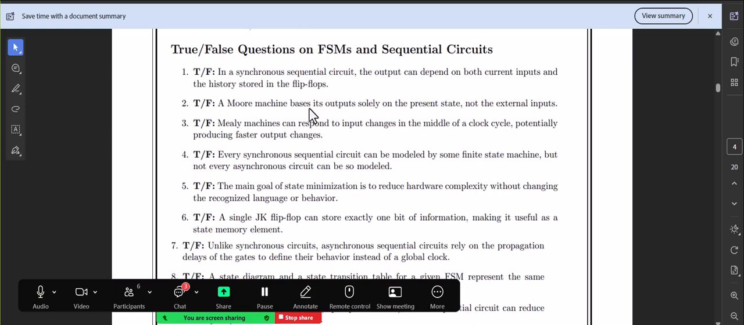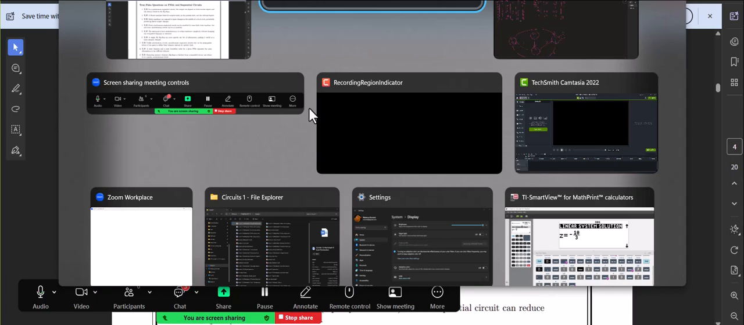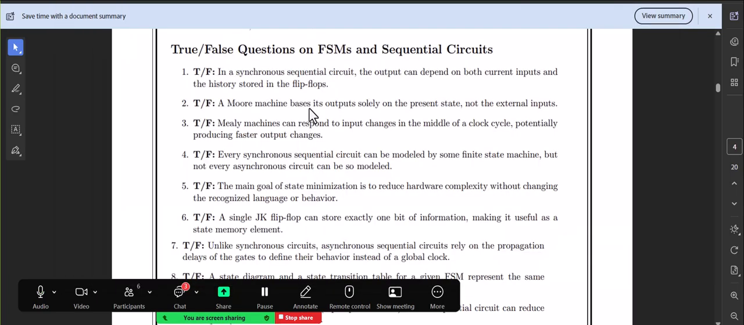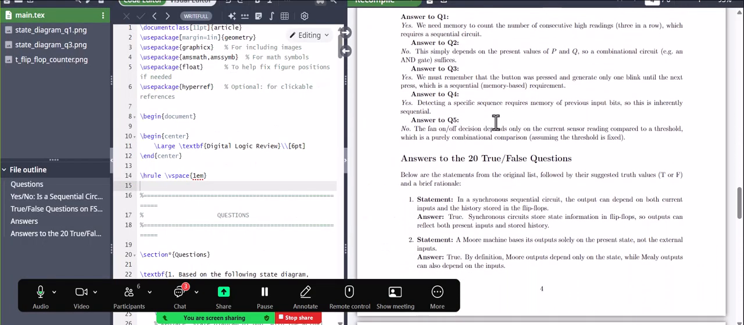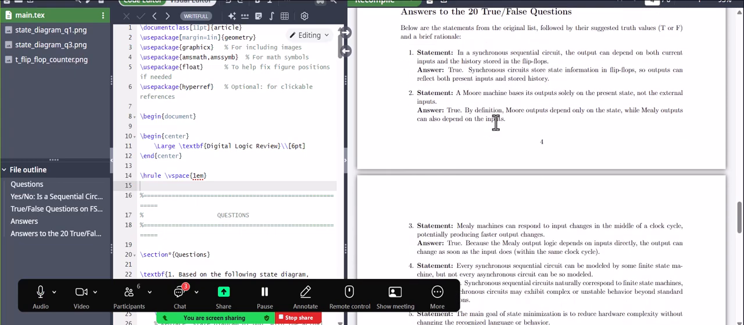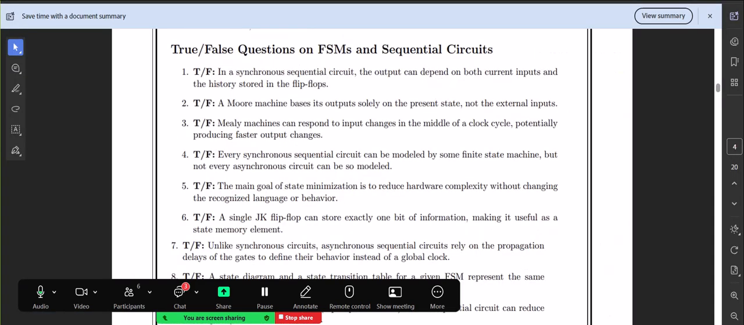Mealy machines can respond to input changes in the middle of a clock cycle, potentially producing faster output changes. In the middle? Well, I guess that is true, actually. We have done that before. That does make sense, because that's how it's synchronous. The wording is weird, but yes, that makes sense. We talked about it, and I certainly have programmed them that way.